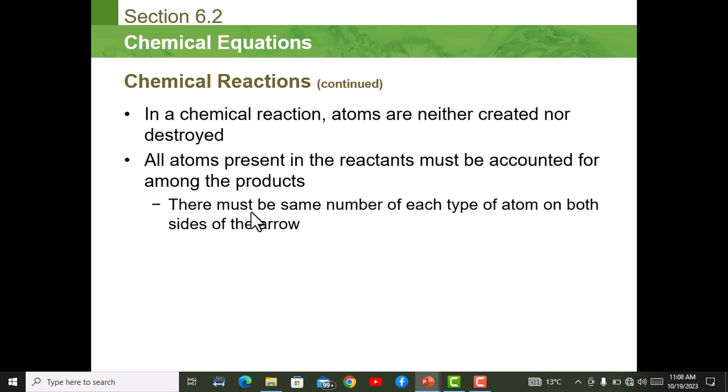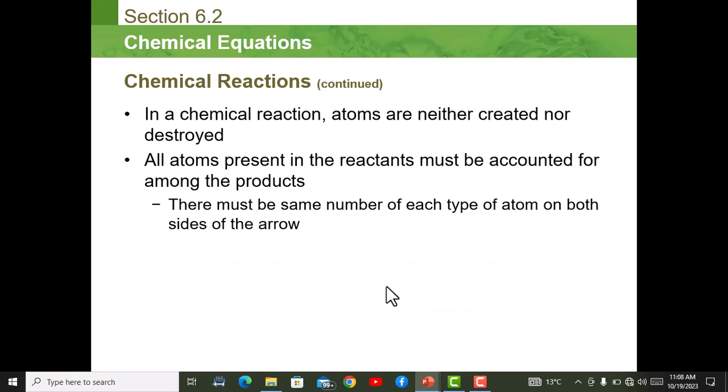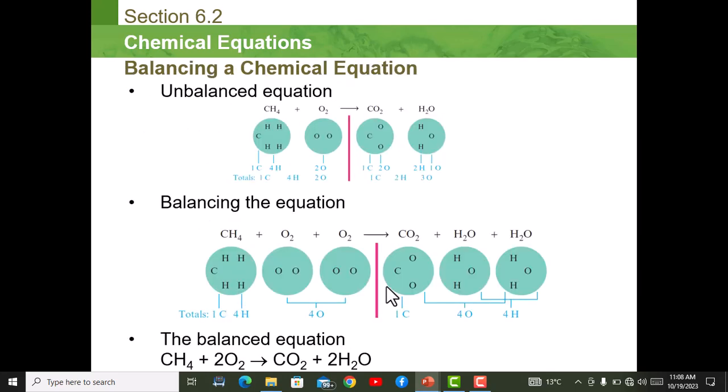There must be the same number of each type of atom on both sides of the arrow. So each type of atom: 1 carbon, 1 carbon. Hydrogen 4, there must be hydrogen 4. 2 oxygens, there must be 2 oxygens on the product side. But when you balance this, you might want to modify some things. We will deal with that when we get there. Right, okay, that is fine. We can continue with balancing a chemical equation now.